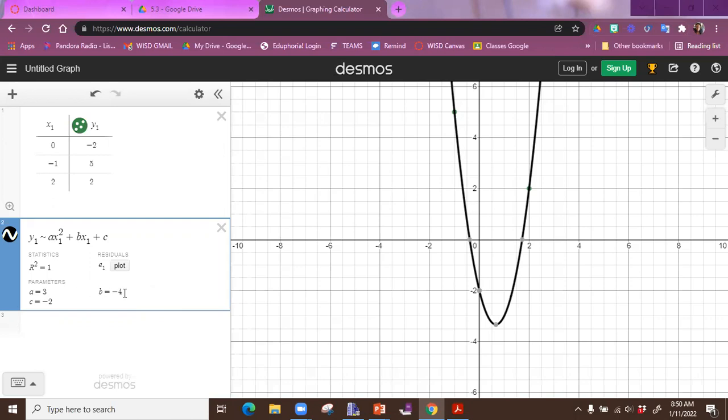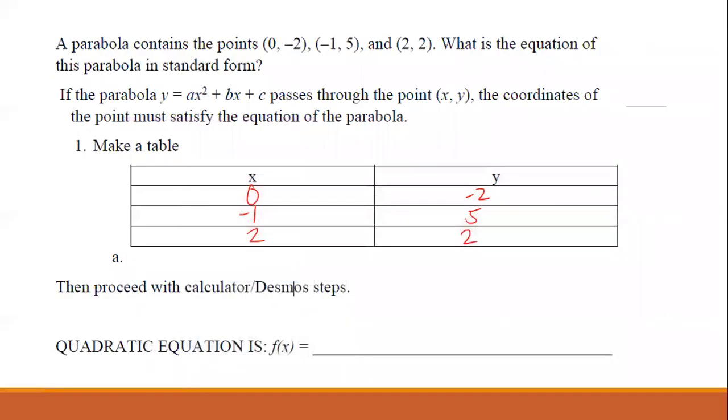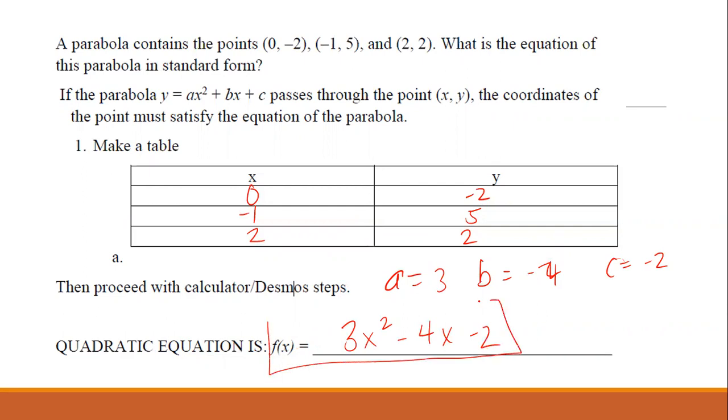So what's our A? Our A equals 3. What's our B? And our C is -2. Do I have everything I need to write the equation now? Yes. So I can write the equation because I know what everything is. I know that A equals 3. I know that B equals -4. And I know that C equals -2. So our equation is 3x squared minus 4x minus 2. And that would be your answer.